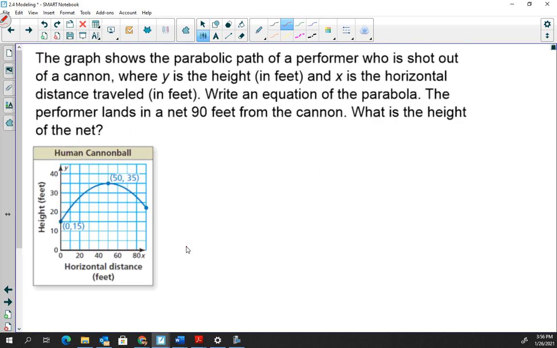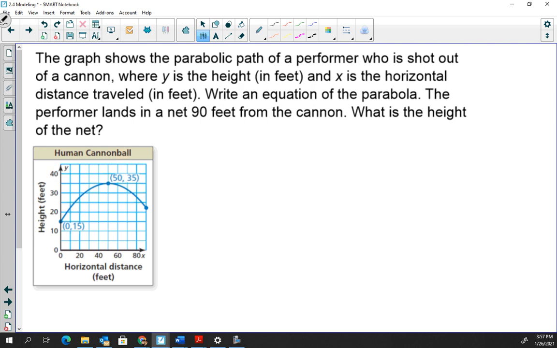We're going to do one application problem here, and then I'm going to wrap up this video, and then I'm going to have to do one more really fast one for you after this. So we got a graph. It shows the parabolic path of a performer who is shot out of a cannon, where y is the height and x is the horizontal distance traveled. We want to write an equation of the parabola.